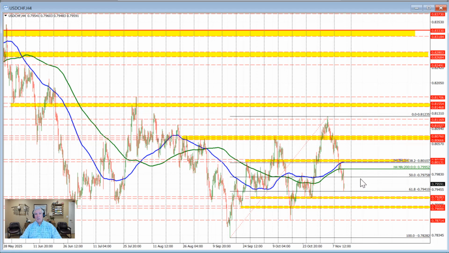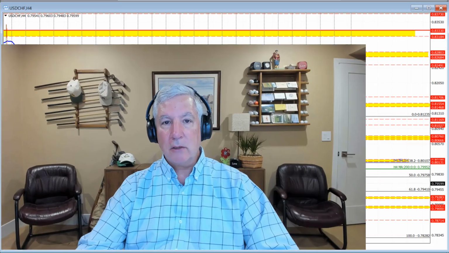Conversely, staying below the 50% retracement level is close resistance, and obviously the 200 bar moving average on the 4-hour chart plus the 80 level is still close or key resistance on the top side that the price would need to stay below in order to keep the sellers more in control. So that's my technical look at the dollar versus Swiss to kickstart your day.